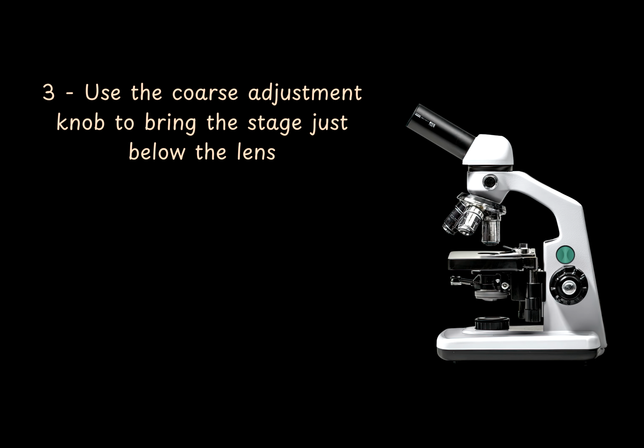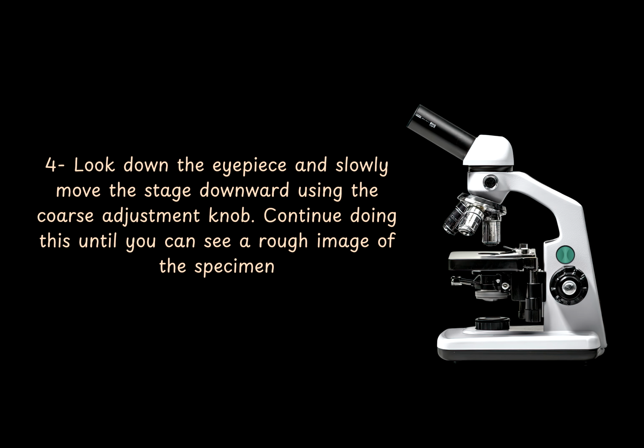Step 3. Use the coarse adjustment knob to bring the stage just below the lens. Remember, the bigger knob on the side is the coarse adjustment knob. Students, when you do this, do not allow for the lens to touch the microscope slide. Okay, just below.